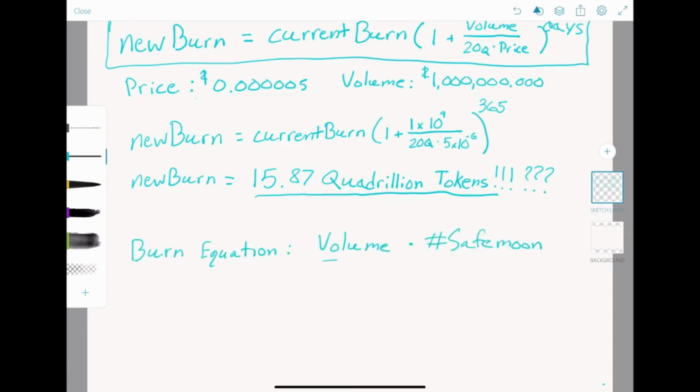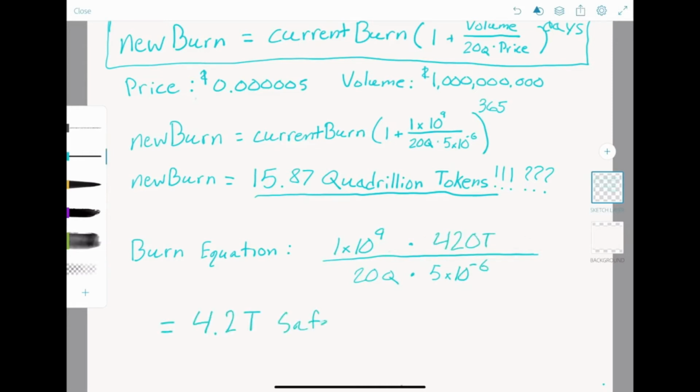Our burn equation tells us that $1 billion of volume at this price burns 4.2 trillion tokens per day. When that compounds, we would burn through the entire supply of Safemoon within 100 days. Okay, so something is not right here. Clearly I made some mistake, right? No, this is correct. This means that there is no way we can have volume in the billions while Safemoon is still at this price.